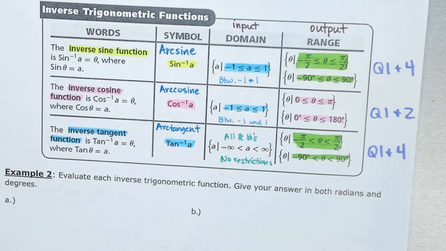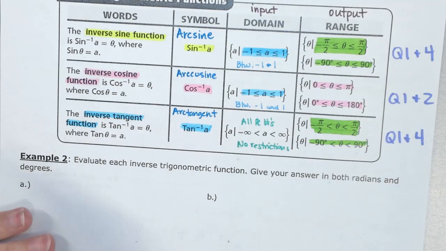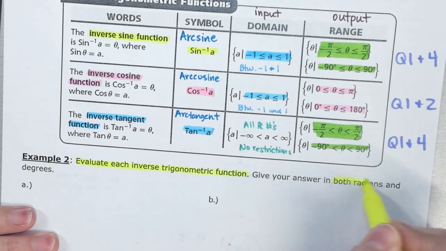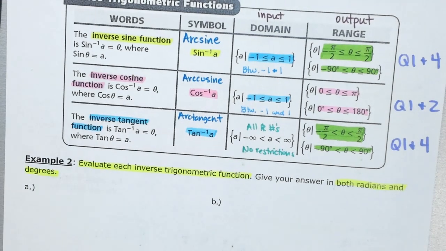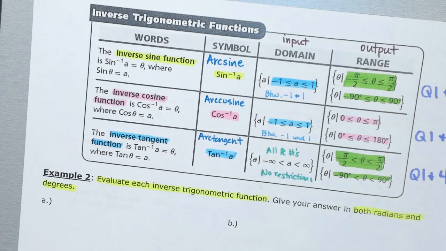Okay, so using this information, we are going to evaluate the inverse trig functions. And then it says, give your answer in both radians and degrees. Again, we're only doing this with quadrant 1 of the unit circle, so we're only doing this with our quadrant here, and I'm going to help you with the patterns.